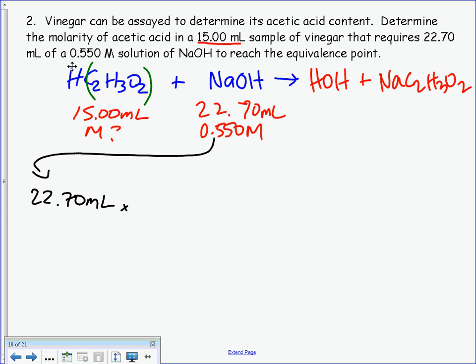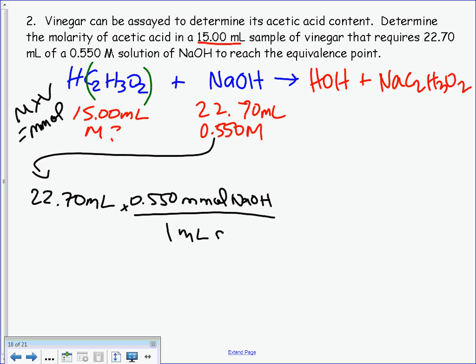I'm taking M times V to give me moles, but this time it's called millimoles. So I'm taking my milliliters and multiplying by 0.550 millimoles of base over 1 milliliter of the solution. If I wrote millimoles over milliliters, is that not the same as writing moles over liters? The number is exactly the same. You'll notice I didn't change the molarity whatsoever. If I take away that M, and that M, it's moles over liters. That's why I'm allowed to do that, because it's the same ratio. It's just downscaled by 1,000. So milliliters and milliliters cancel.